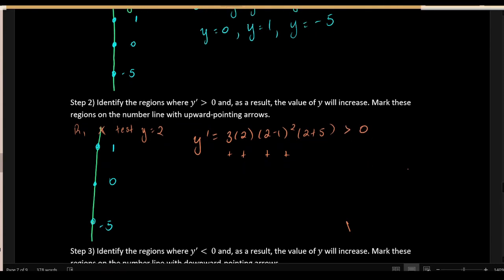To reflect that, I'm going to go into the phase chart, and I'm going to decorate the region above y equals 1 with arrows that are pointing upward. What this communicates to the reader is that if y is greater than 1, then y prime is going to be positive, which means that the value of y is going to increase. The value of y is going to move up along this number line.